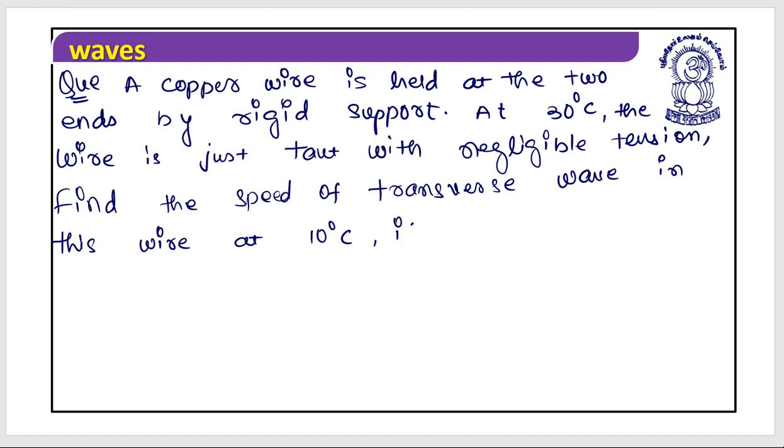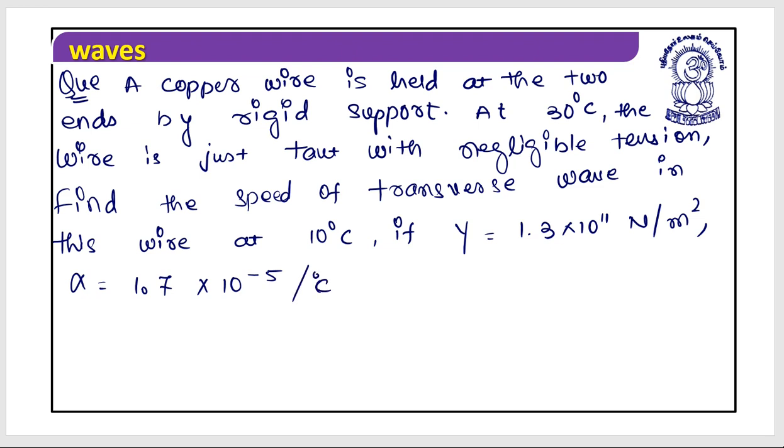Young's modulus has been given, and that Young's modulus is 1.3 × 10^11 Newton per meter square, and alpha of this wire is 1.7 × 10^-5 per degree Celsius. One more thing required is the density, which is 9 × 10^3 kg per meter cube. So how will you do this? What could be done?